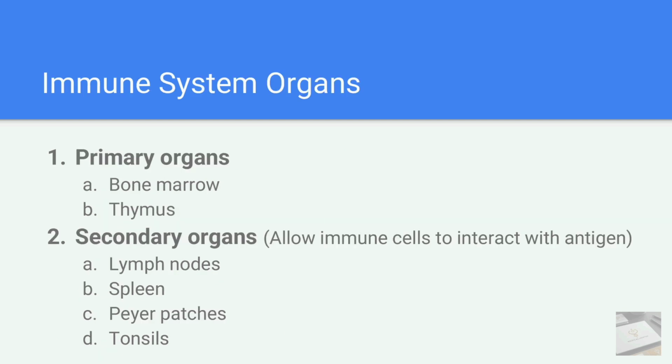Immune system organs can be classified as primary and secondary. In primary organs such as bone marrow and thymus, immune cells are produced and or are pre-processed. B lymphocytes are produced as well as pre-processed in bone marrow, whereas T lymphocytes are produced in bone marrow, but later on mature or are pre-processed in thymus. In secondary organs like lymph nodes, spleen, Peyer's patches, and tonsils, immune cells interact with antigen.